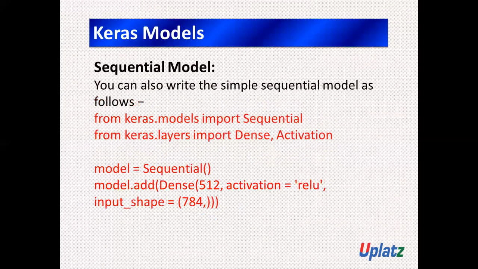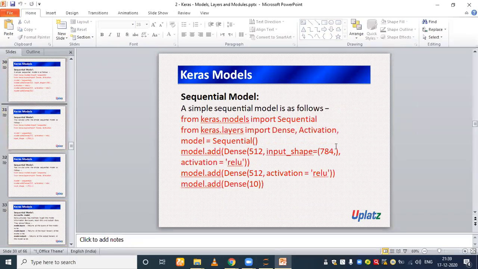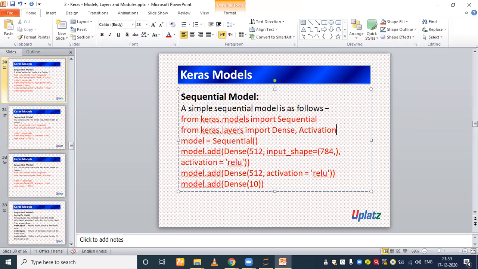Got it? Yes. You can also write a simple sequential model as follows. For example, from keras.models import Sequential, from keras.layers import Dense, Activation. Model is equal to Sequential, model.add Dense of 512, activation equal to rectified linear unit, comma, input_shape 784, in which we are adding 512 nodes with the input 784. Okay, activation rectified linear unit. Okay, got it. And by the way, here, if I'm not adding the dropout, the comma should not be here.